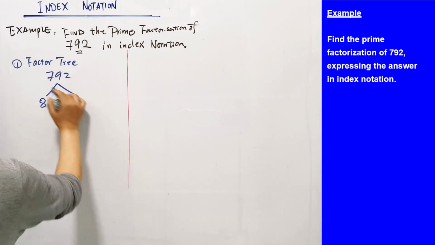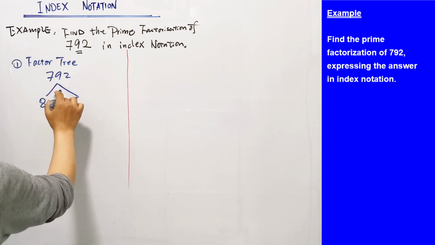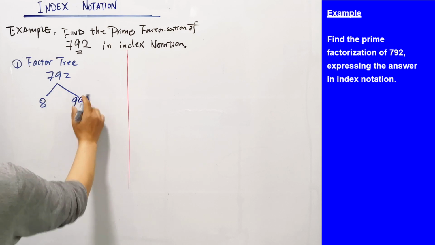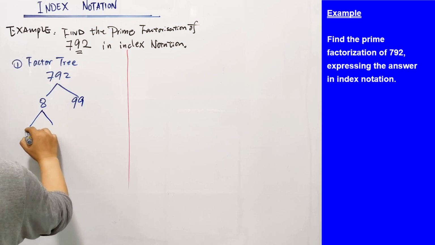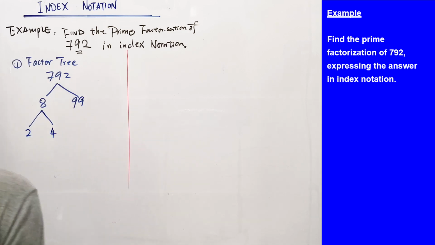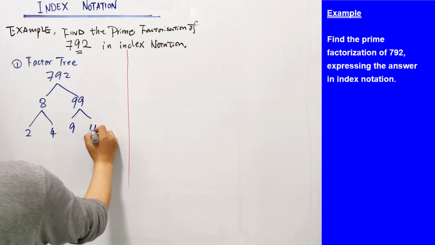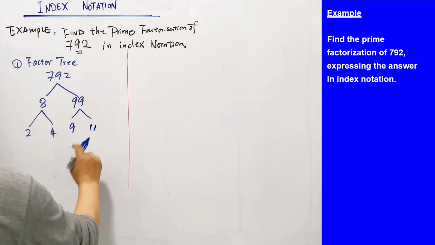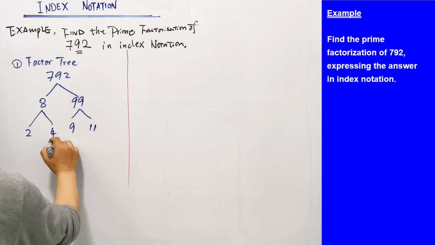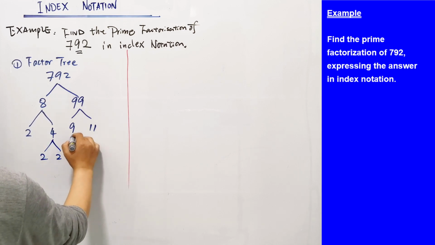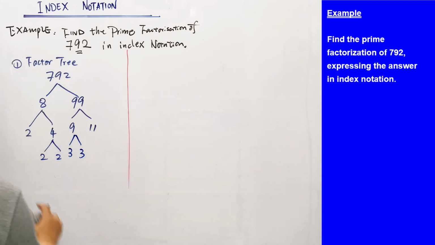Now we get 72, 99, okay, right? So we get 99. The 72 we can divide by 2 and 4, right? And 99 we can divide by 9 and 11, so everyone knows about that. Can we continue to find the factor tree for this 4? Yes, 4 is 2 times 2. How about 9? 9 is 3 times 3, right?